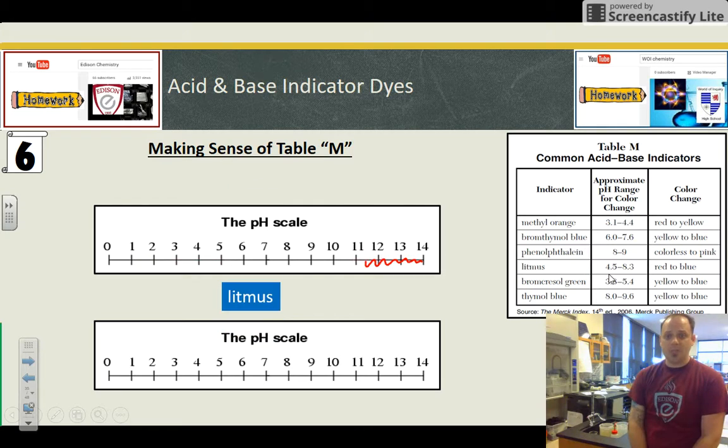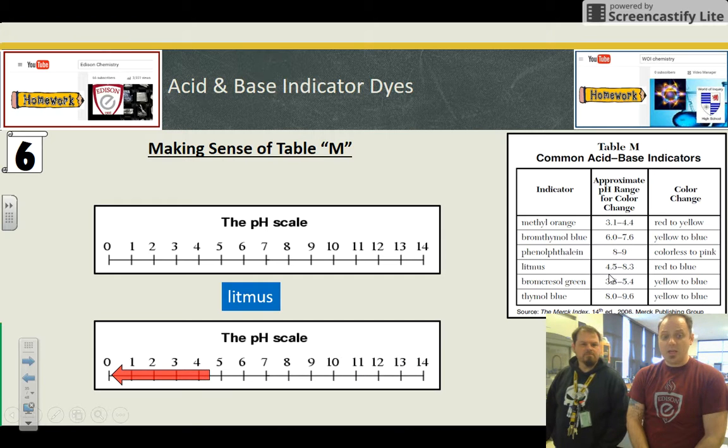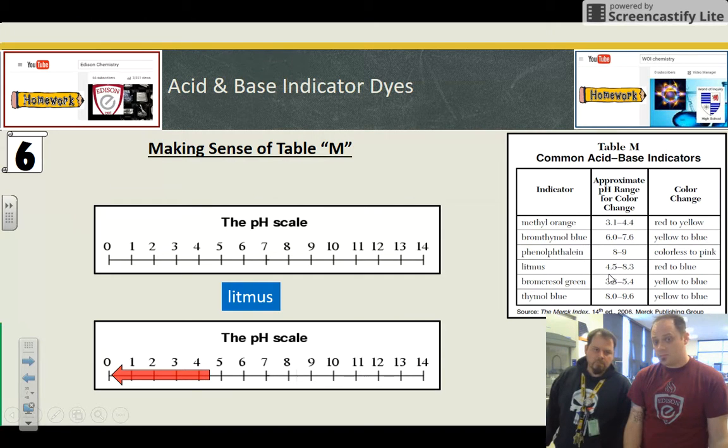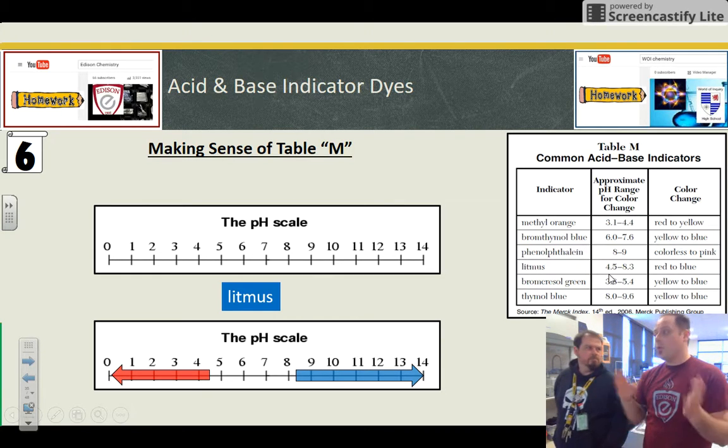Okay, so next one. Litmus. This was in our properties of solutions. They're acidic or basic. But under pH 4.5, it's red. Above pH 8.5 or so, it's blue. Anywhere in between there, it's a purple color. So this litmus in the jar is just this purple dark liquid before you use it.